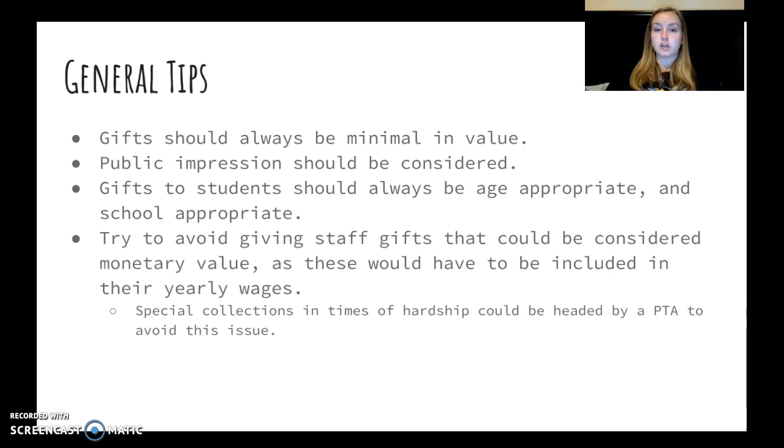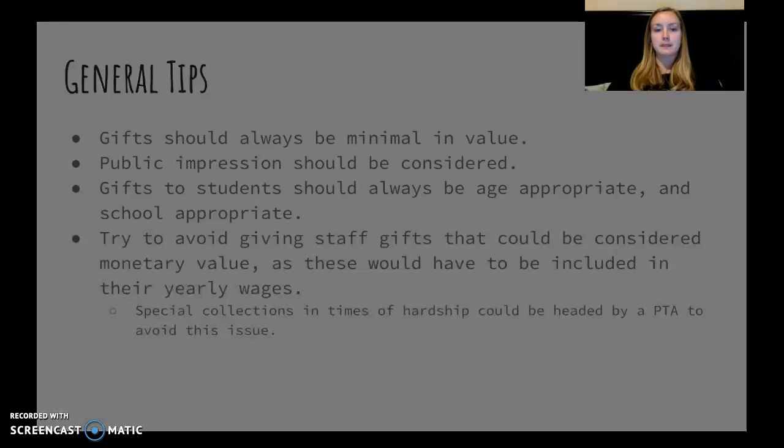If a staff member is going through a major illness or has some really tragic family event where you want to do a collection for the staff member, the best way to do that, according to the text, is to go through a PTA group, so that when the money is collected and distributed to that staff member, it's not considered wages and it's not taxed like the rest of their wages from the district would be.